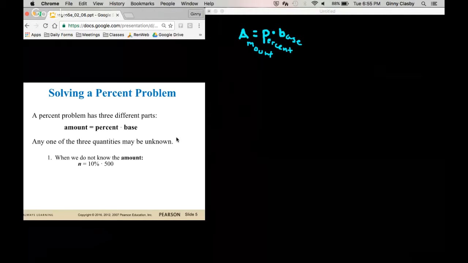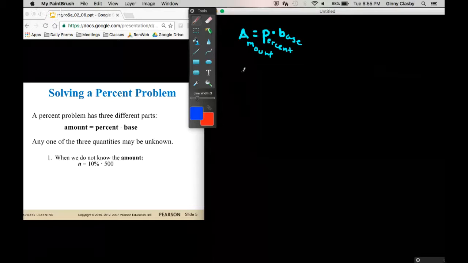There are a couple of different ways that you'll be seeing this. In some questions you're going to have an unknown amount, where your A is what you're solving for. In the example that they give here, you have 10% times 500, and that's your base. So you don't know what the total amount is, and in that case, you would have to multiply 500 by the 10%.